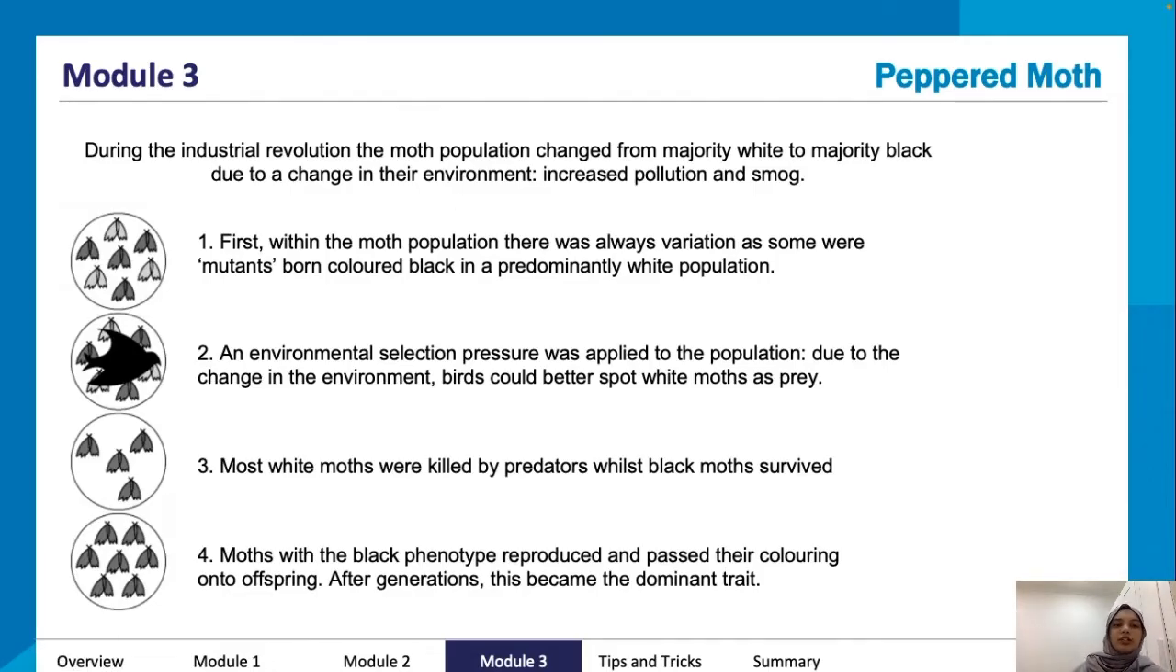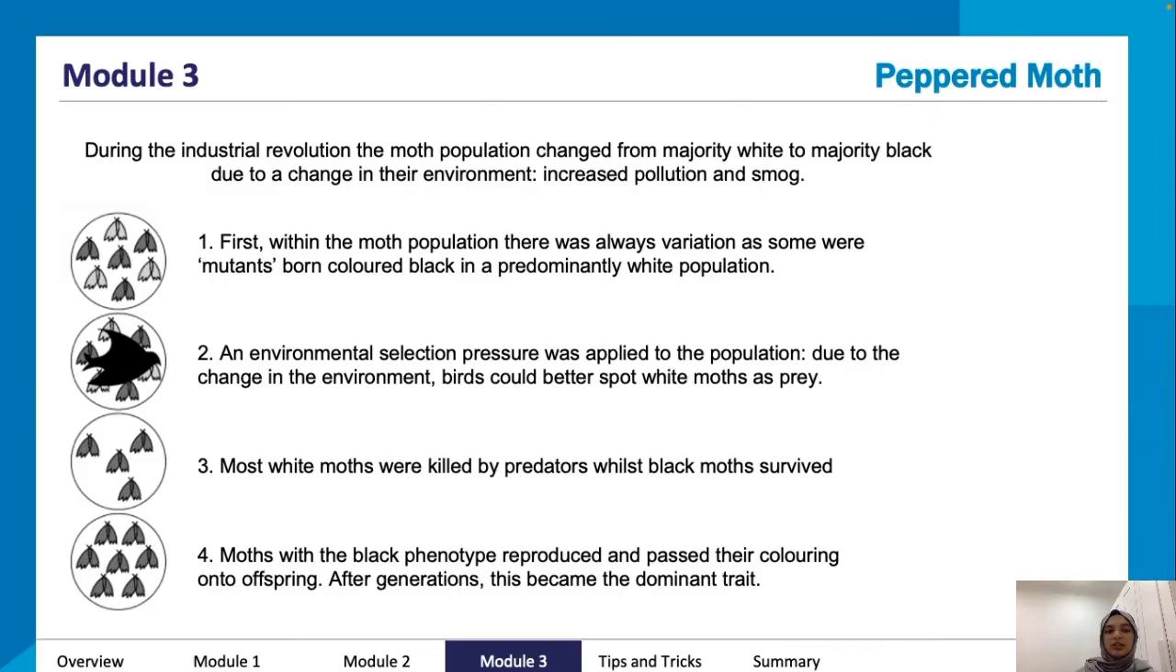During the Industrial Revolution, the moth population changed from majority white to majority black. And a lot of people were like, whoa, how did this actually happen? The theory is that it was due to a change in their environment. There was increased pollution and smog. Obviously during the Industrial Revolution, there was a lot of pollution, manufacturing, etc., and hence a lot of smog. So number one, within the moth population, there were always variations, as some were mutants born coloured black in a predominantly white population. All right, so you have some black and some white.